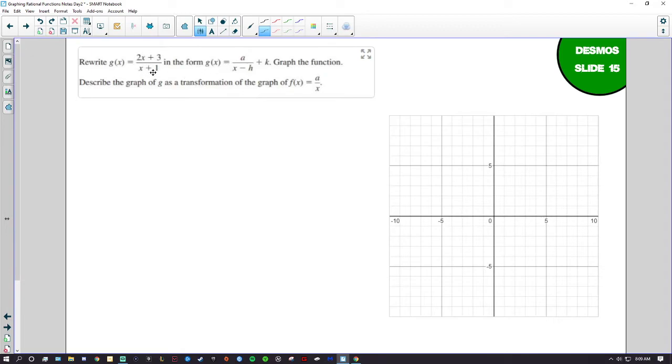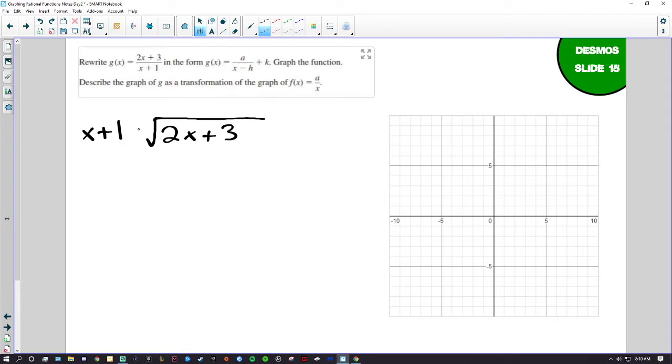In order to convert this into the form a over x minus h plus k, that transformation form, we're going to have to do division. Since this is a rational function, 2x plus 3 over x plus 1, it literally means we're taking 2x plus 3 and dividing by x plus 1. So we can actually do that long division. Let's do some long division. I'm going to draw my little bar. On the inside, I have 2x plus 3. On the outside, I have my x plus 1. Okay, so remember division.